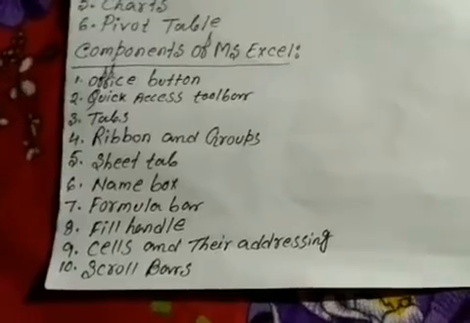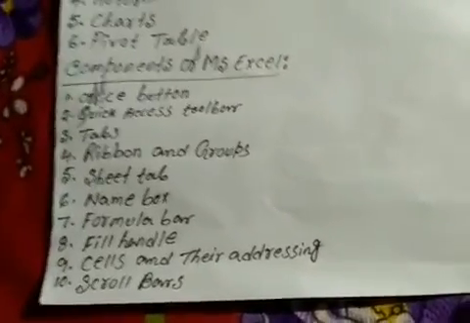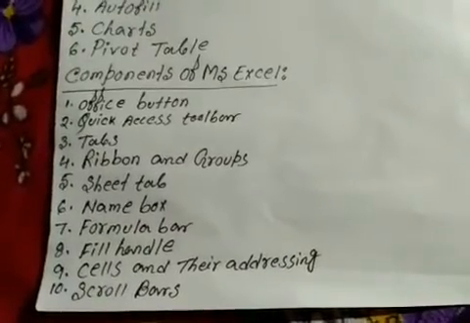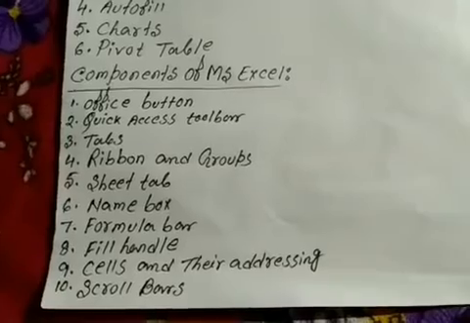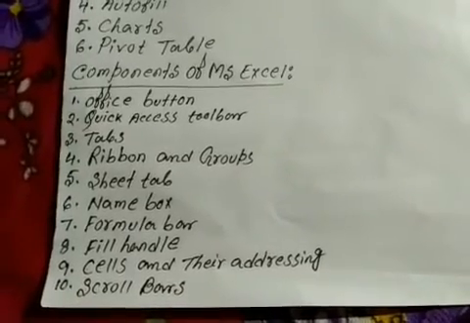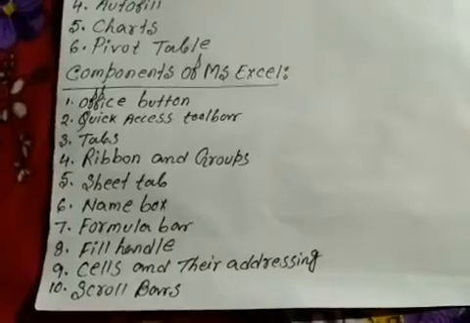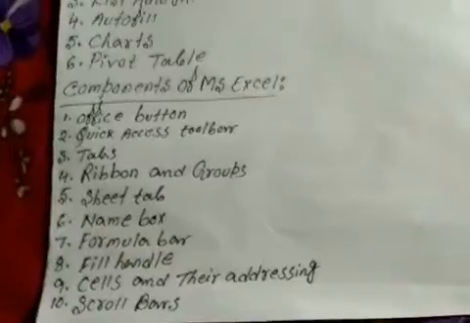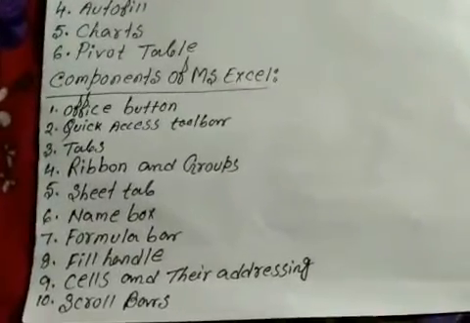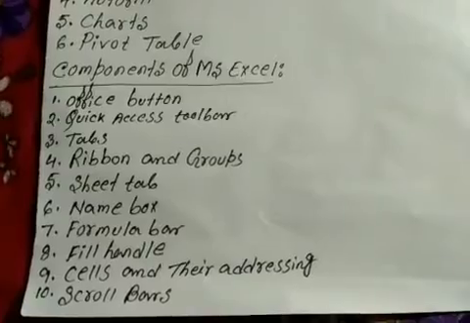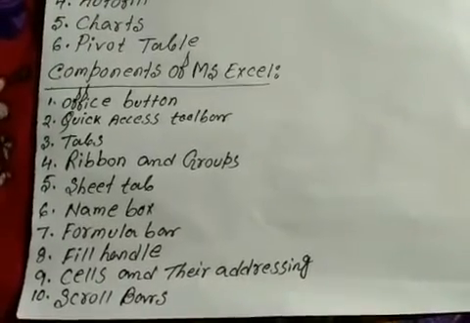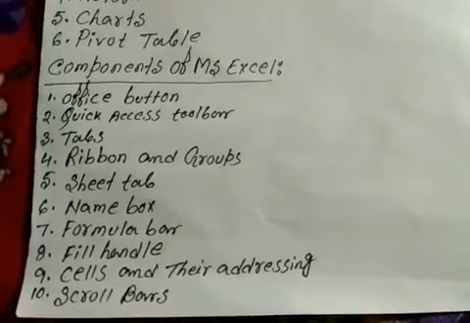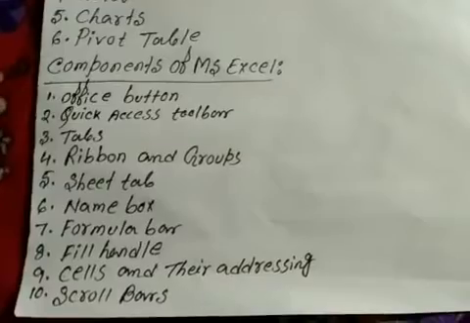Then cells and their addressing. The intersection of a row and column on a worksheet is known as a cell. Each cell has a unique address that is formed by column address and row address. For example, B7: B is the column address and 7 is the row address. Column address should always be an alphabet and row address should always be a number. And column address should be placed before row address.